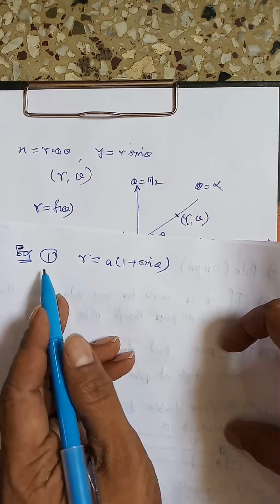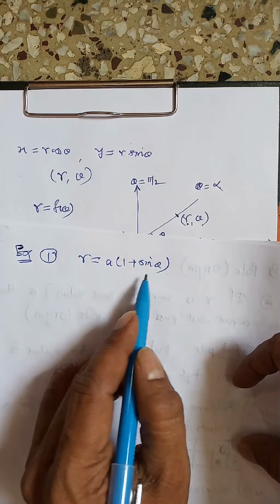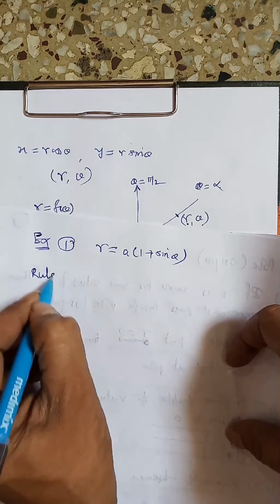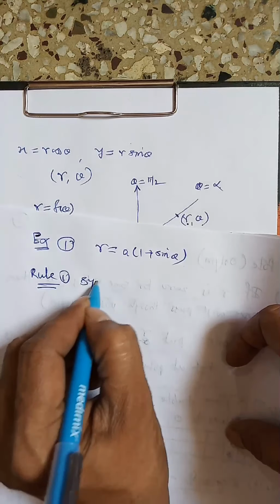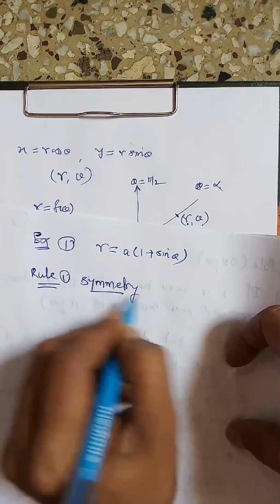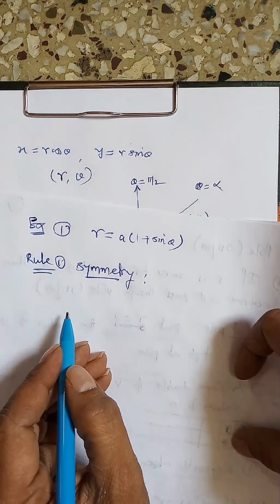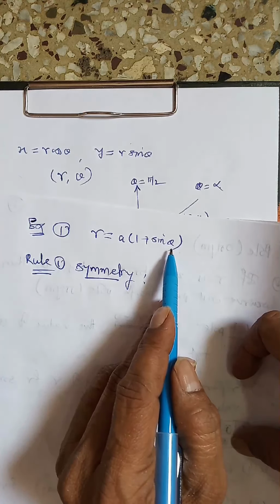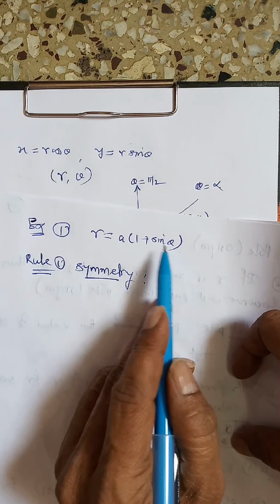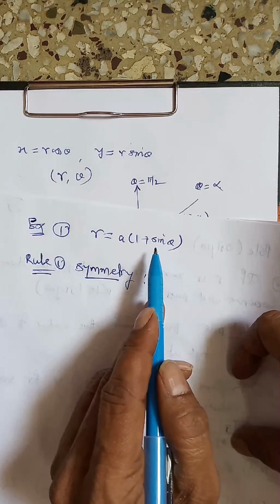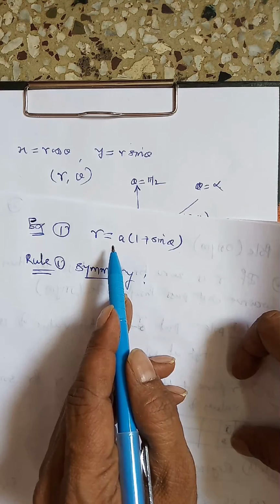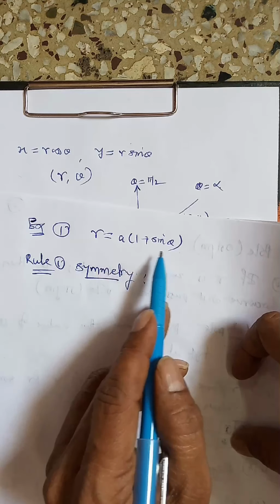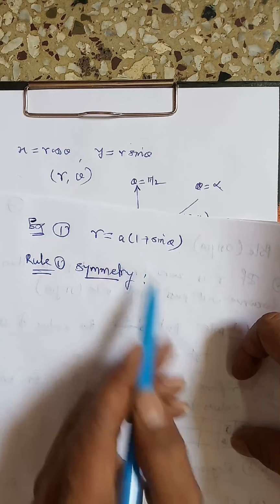So first example, r equals a into 1 plus sine theta. Okay, so we'll go through the rules. So rule 1 is about symmetry. First we'll check: if I replace theta by minus theta, I'll get sine minus theta as minus sine theta. So the equation is changing here. Therefore, the curve is not symmetrical about the initial line.